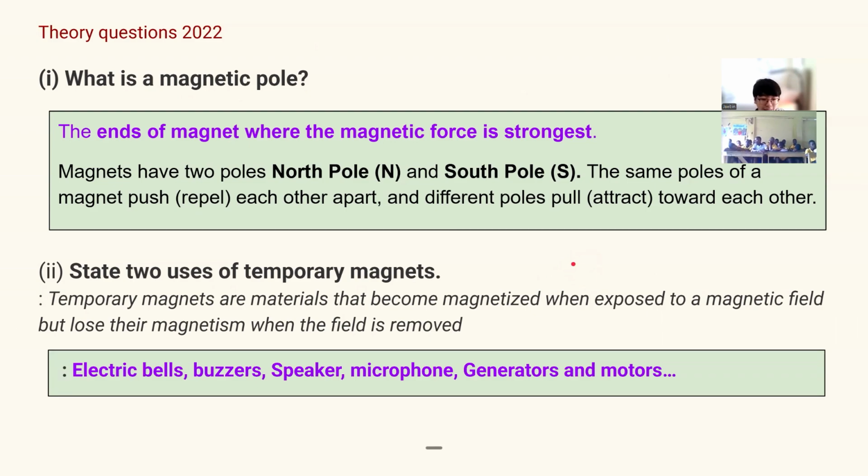Yes, that's right. I heard a lot of good answers. Things like house alarms, loudspeakers, microphones. All of those use magnetism, whether it be temporary magnets or electromagnetism, but all of them become magnetic when exposed to a magnetic field, and that's how it works. Things like alarms, buzzers, speakers, and more.